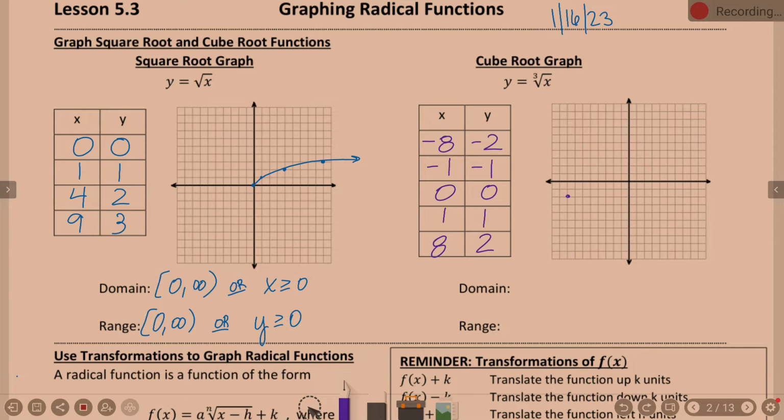Left 8, down 2. Left 1, down 1. 0, 0. Right 1, up 1. Right 8, up 2. No longer half of a parabola, is it? So, there we go.